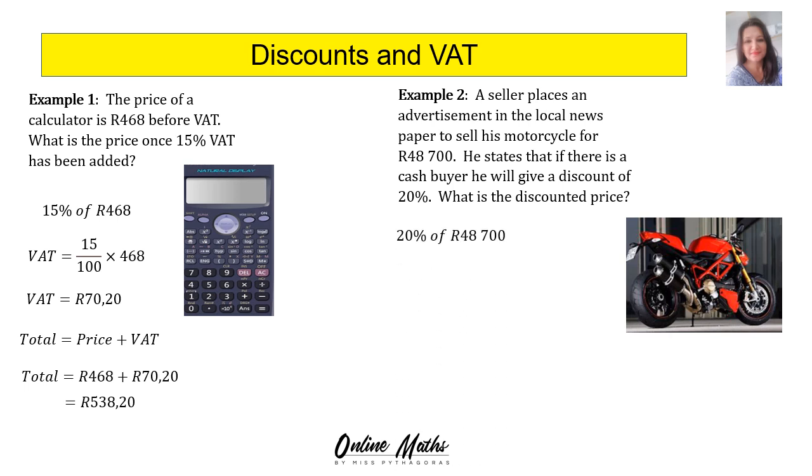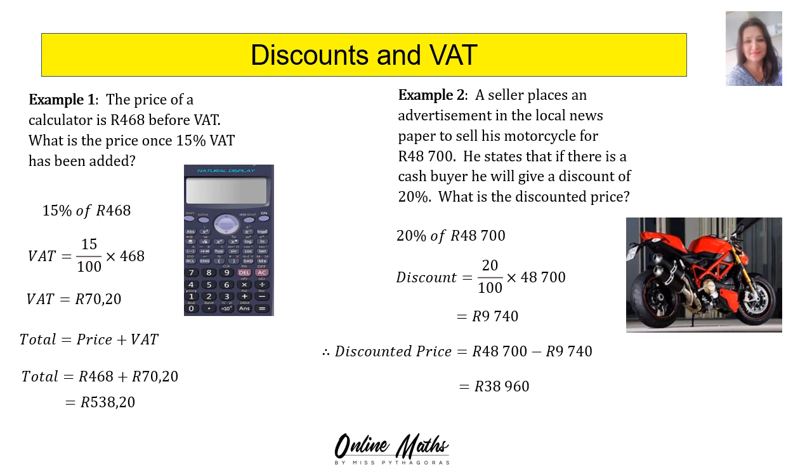We start by saying 20% of 48,700, and remember, of is multiplication. So it's 20 over 100 times 48,700 is equal to 9,740. Therefore, the discounted price is the 48,700 minus 9,740, and the discounted price is 38,960.